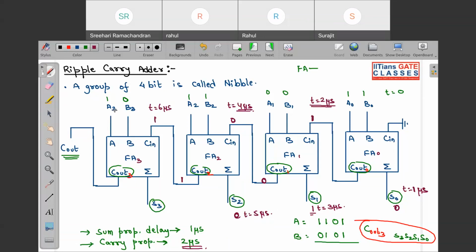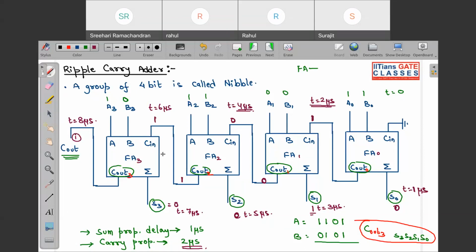So at 6 microsecond, the input is going to be complete for this full adder 3. So S3 will be equal to 0 at 7 microsecond, whereas the Cout will be generated after 8 microsecond. Okay, after 8 microsecond, this Cout will be generated, and that Cout will be equal to 1. Now tell me if this is clear to you or not. Is this clear?